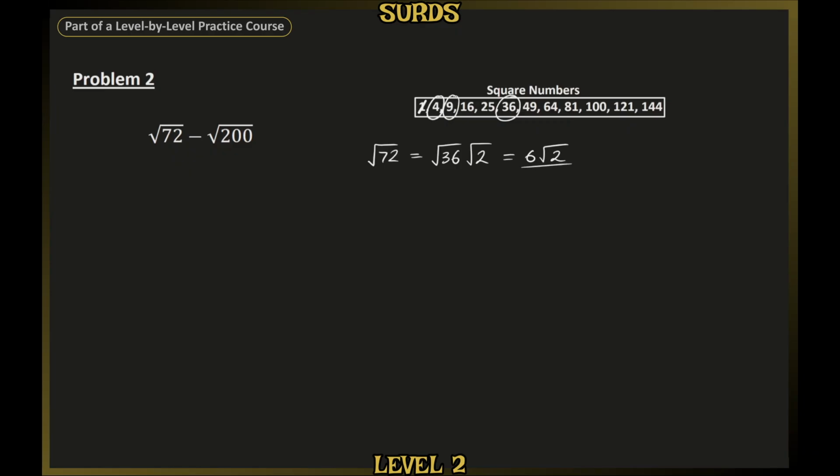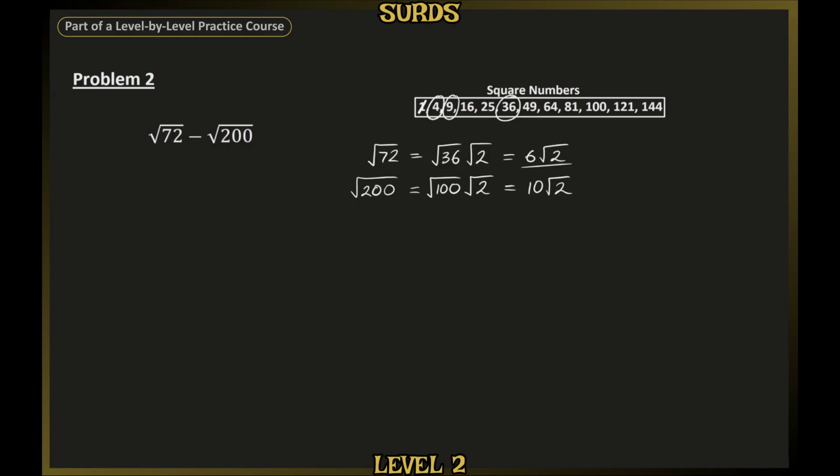Moving on to the square root of 200, because we want to simplify this, we know that one of our two surd parts needs to be the square root of 2 to match the one above. Now 2 times 100 gives us 200, so this is going to be the square root of 100 times the square root of 2. Now 100 is a square number, and we can square root that to give us 10 root 2.